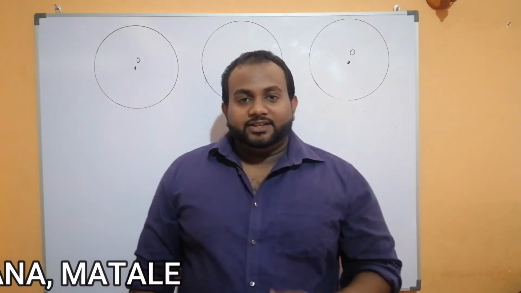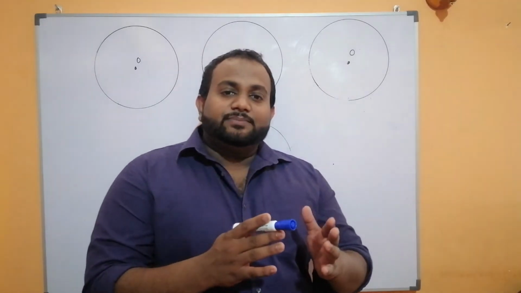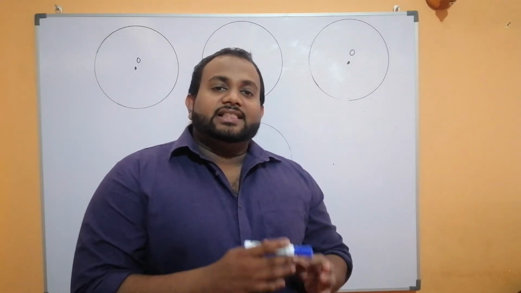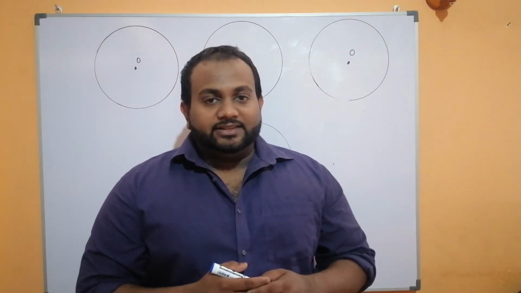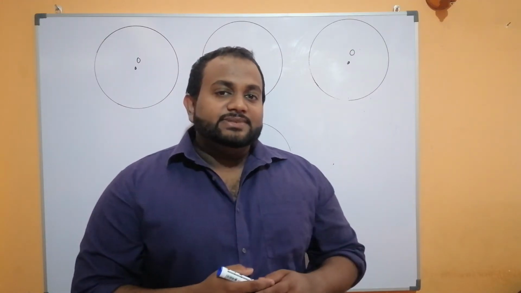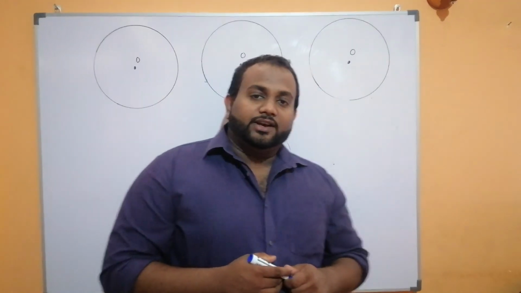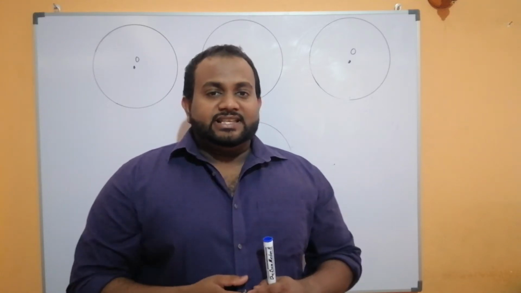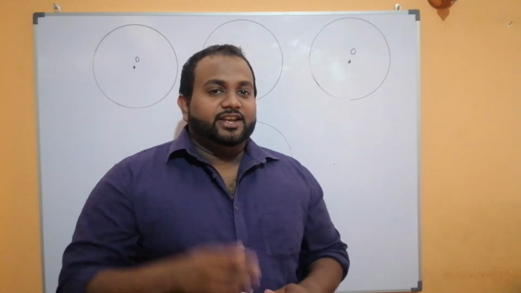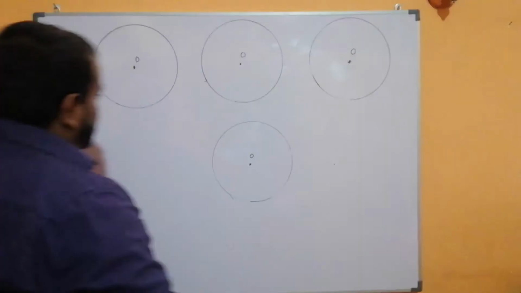Today, we learned 4 theorems. What are they? Angles of the same segment are equal. Angle at the center is twice the angle at the circumference, or the twice angle theorem. Angle at the semicircle is 90 degrees and opposite angles of a cyclic quadrilateral add up to 180. There are some mistakes that you children make during the exam. Let's see what those mistakes are.